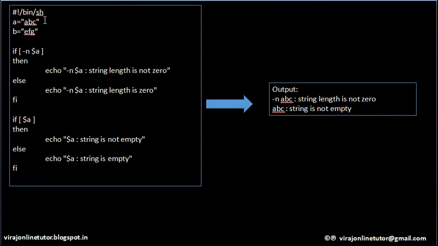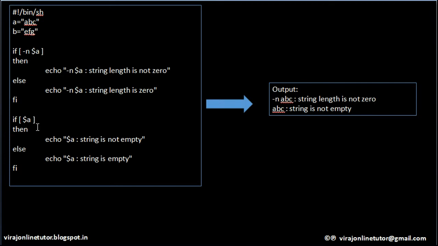Again more examples. Now here A is having ABC, B is having EFG. -n will check whether content of variable A is not 0. So here ABC, which is saved in variable A, its length is not 0. Hence this expression evaluates to true and it will print on the screen string length is not 0. It is printed on the screen string length is not 0.